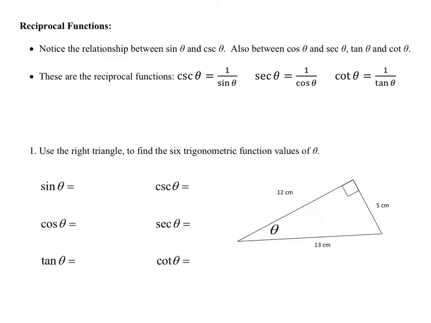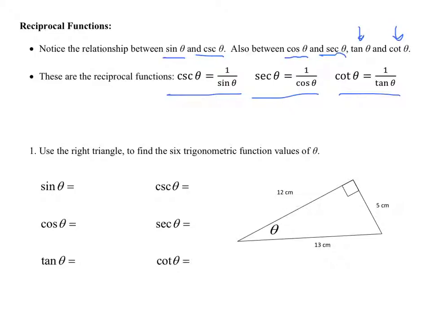Also, just to reinforce it, the sine and the cosecant are called reciprocal functions because their ratios are flipped, okay? And the same holds true for cosine and secant and tangent and cotangent. They're called reciprocal functions. And then we can write them like this: the cosecant is 1 over sine, secant is 1 over cosine, cotangent is 1 over tangent.